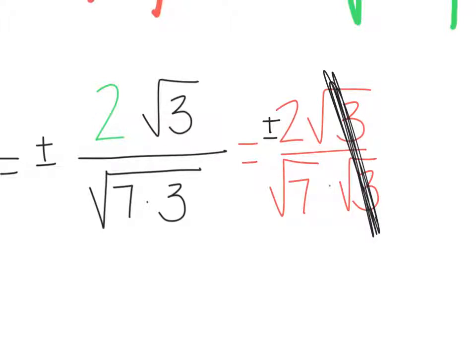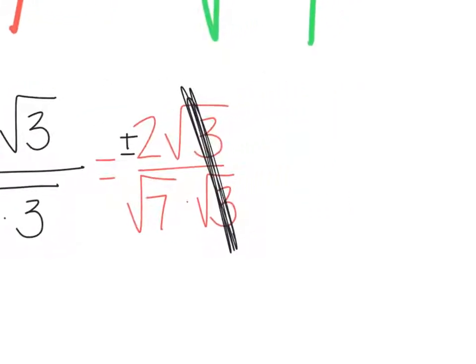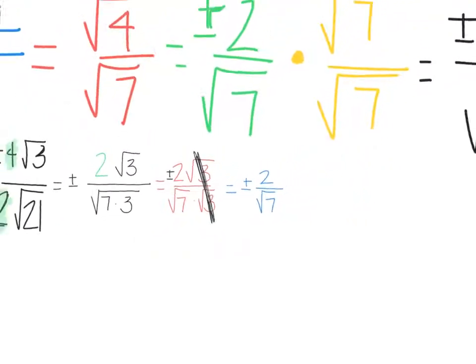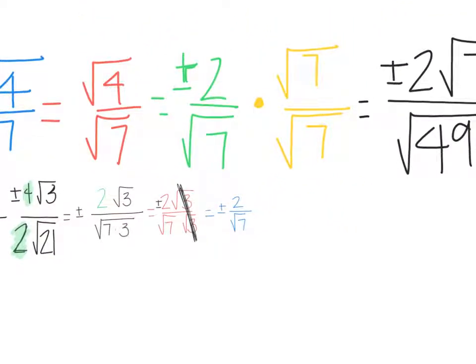So I end up with an answer of, at least at this point, positive and negative 2 over the square root of 7. And I believe that is what we had at some point in the previous problem. Oh, look, it is. They're both worked out to be positive negative 2 over the square root of 7.